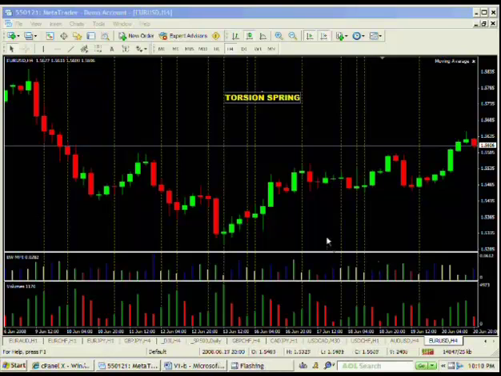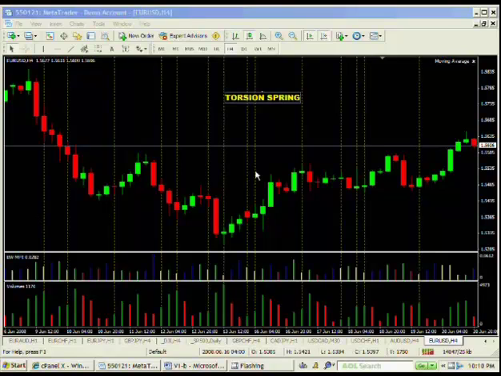Alrighty then, let's talk a little bit more about the torsion spring effect of the yellow bar on the MFI indicator. And as we mentioned before, the yellow bar on the MFI indicator represents a balancing or equilibrium of forces between the buyers and the sellers. And each yellow vertical line you see on this chart marks where the market battle was fought to a draw.